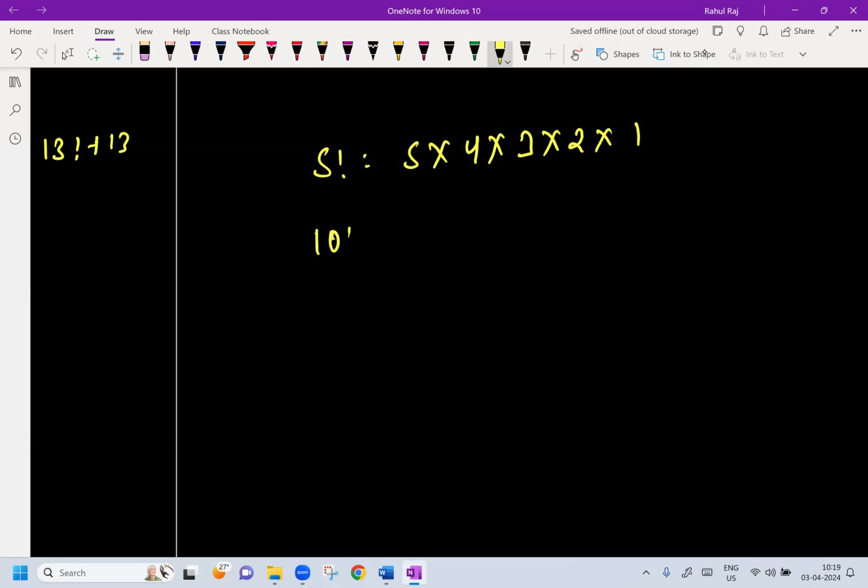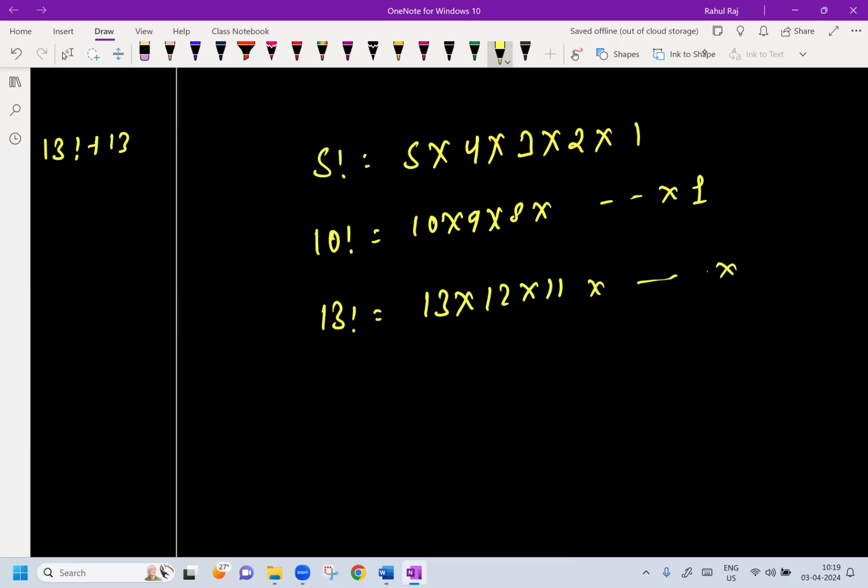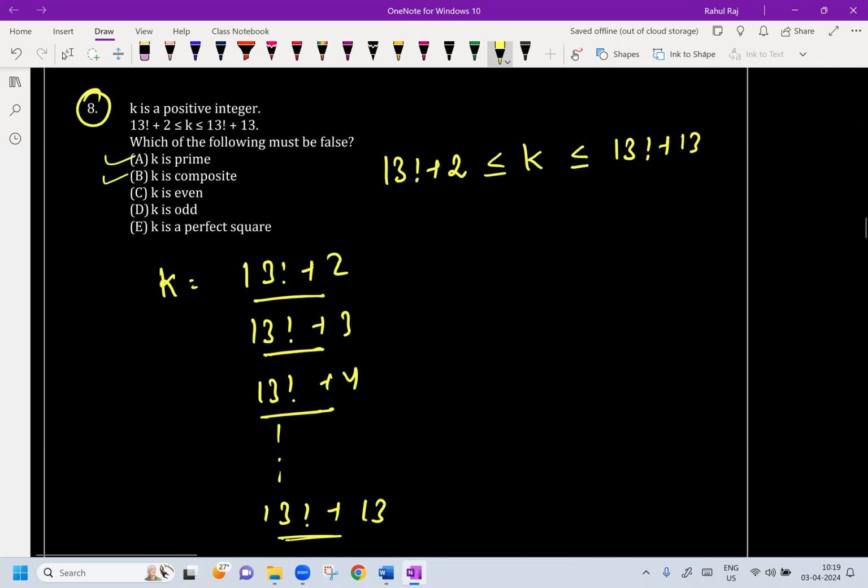Can I make this statement for 10 factorial? That 10 factorial is a number which is divisible by all the numbers from 10 to 1, because it is 10 cross 9 cross 8 to 1, right? In the same way, can I make a statement that 13 factorial is a number which is divisible by all the numbers from 13 to 1? Agreed? Yes. Imagine if I had told you this question 2 days back, you would have killed me. But now it will be very easy for you to understand.